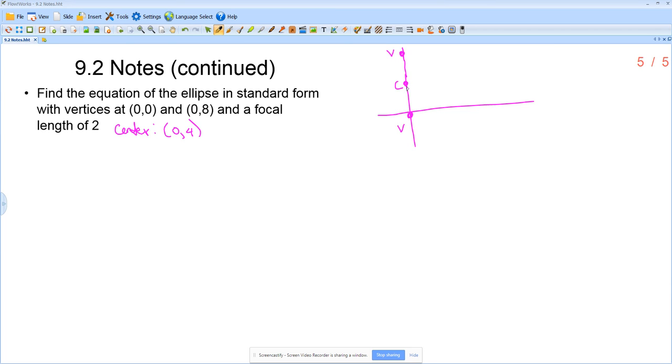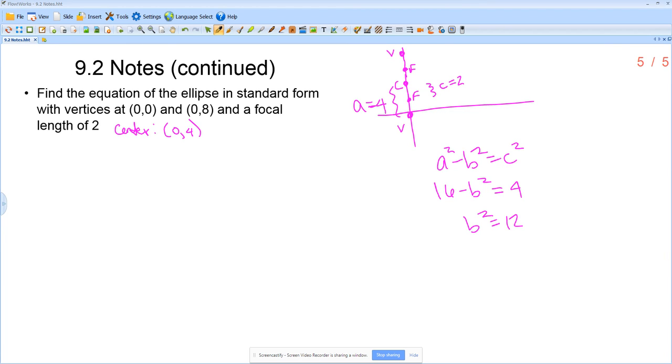If this is 4, the focal length is 2, so I must be going from there up 2 and down 2 for my focal points. And that's telling me again c is equal to 2, because c is the focal length here. A, since the midpoint of these is 0, 4, I'm going up 4 or down 4, so a is equal to 4. Again, a squared minus b squared equals c squared. So 16 minus b squared is equal to 4. So b squared equals 12.